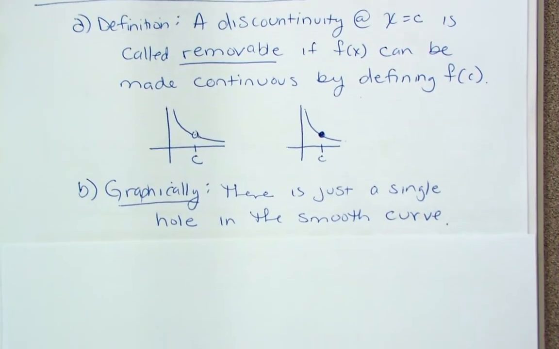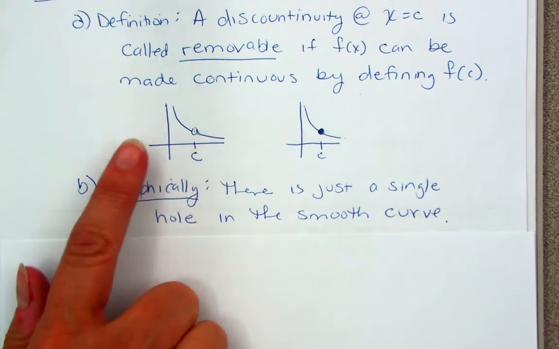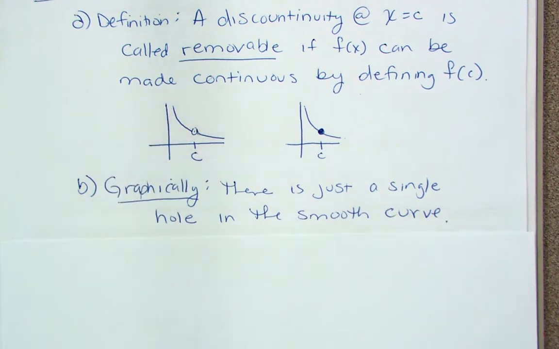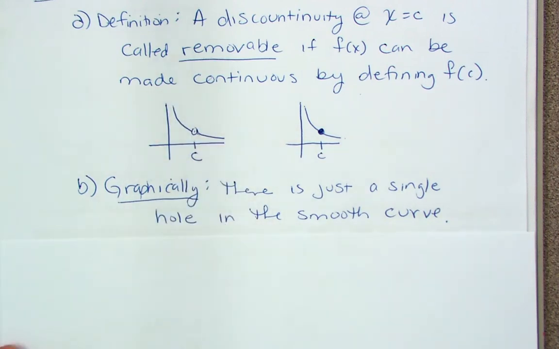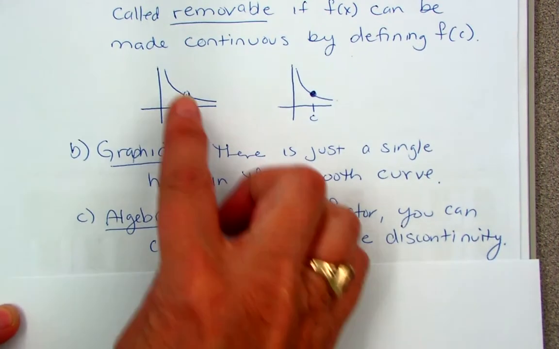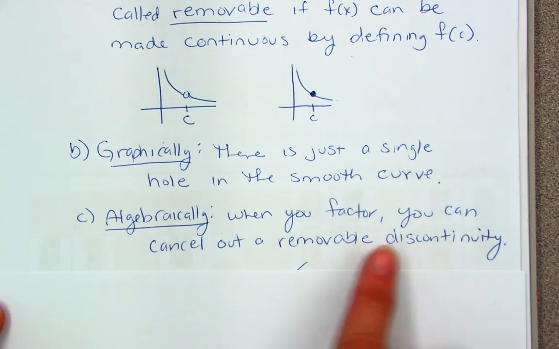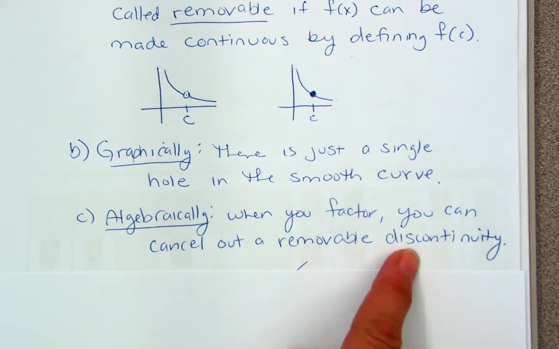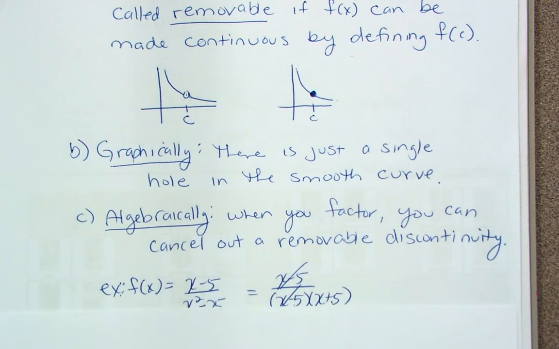So graphically, what does this look like? Well, I just have it up here. There is just a single hole in a smooth curve. Then that hole, at that value c, is a removable discontinuity. What does that single hole look like algebraically? We learned this in pre-calculus last year. When you factor, you can cancel out a removable discontinuity. In other words, when you factor out a term in the numerator and denominator, it is a hole.